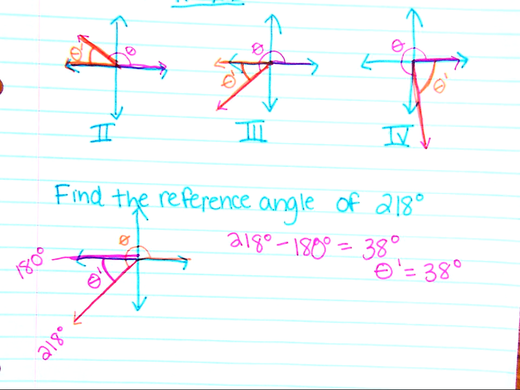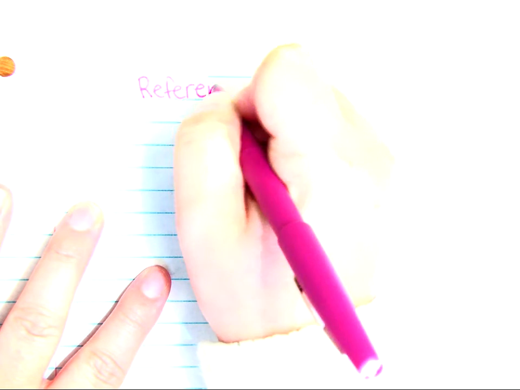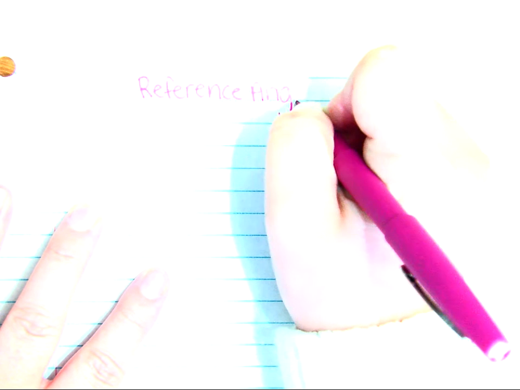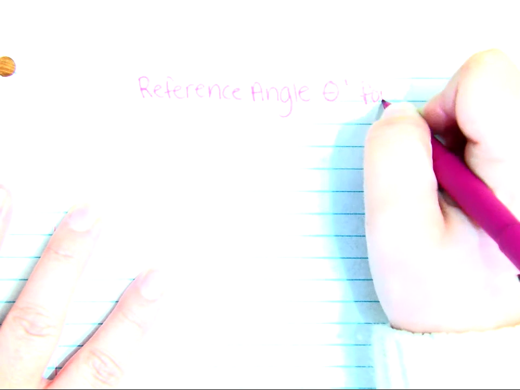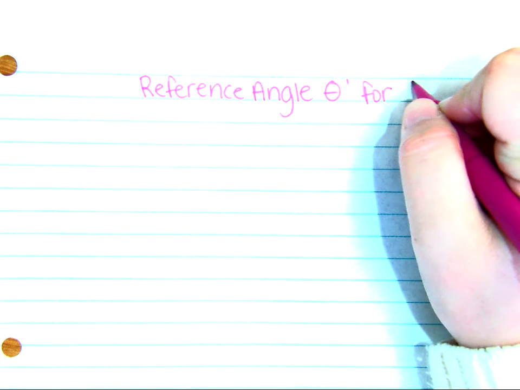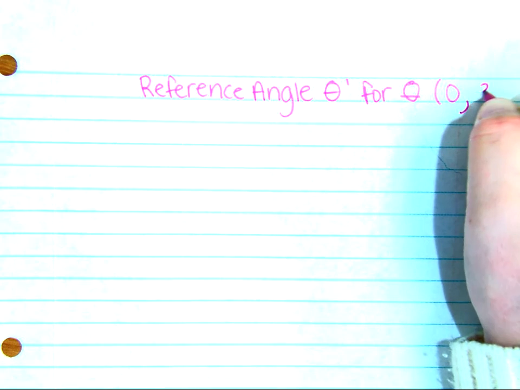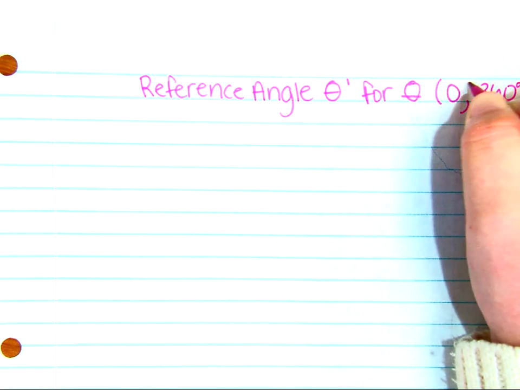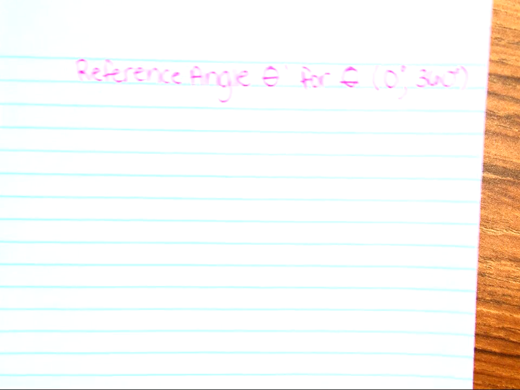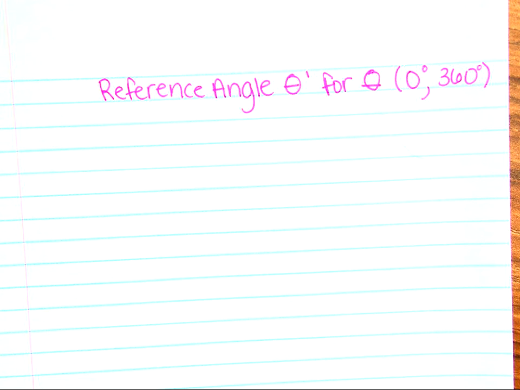Okay? So each of the different quadrants have their own set of rules. So we're going to go ahead and draw a chart that has each of the rules. Okay, these are going to be theta that is between 0 and 360 degrees. If it's an angle that's less than 0 or greater than 360, we have more than one step to do.